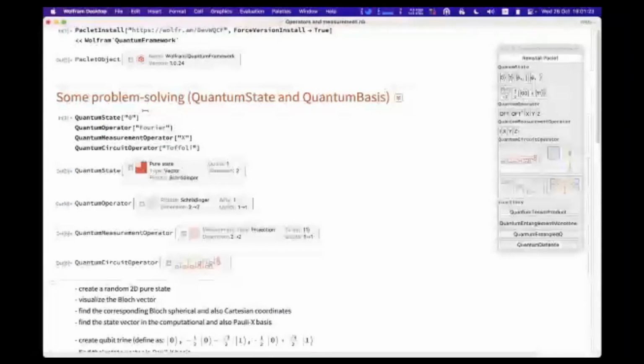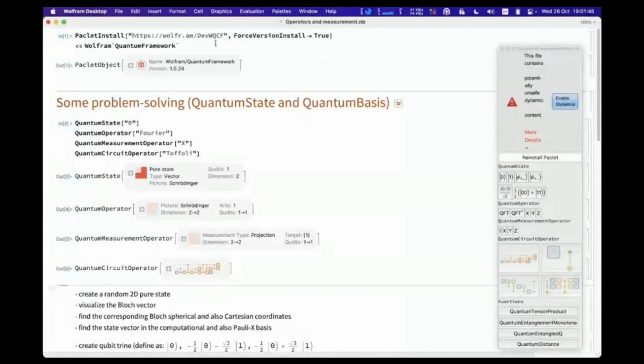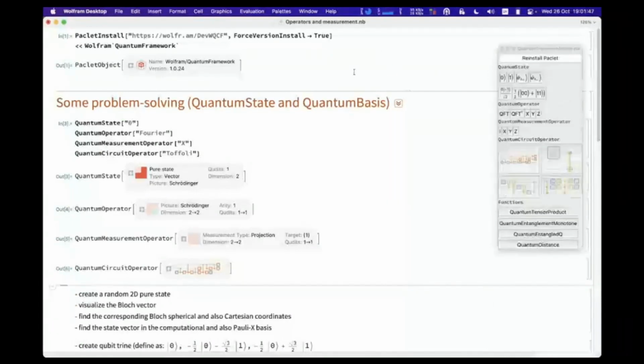Another interesting button on that palette is reinstall the Paclet. I know some of you had some issues, but if you just click on that, you can reinstall the Paclet every time, making sure that you are using the very latest version. It's equivalent to this command over here.